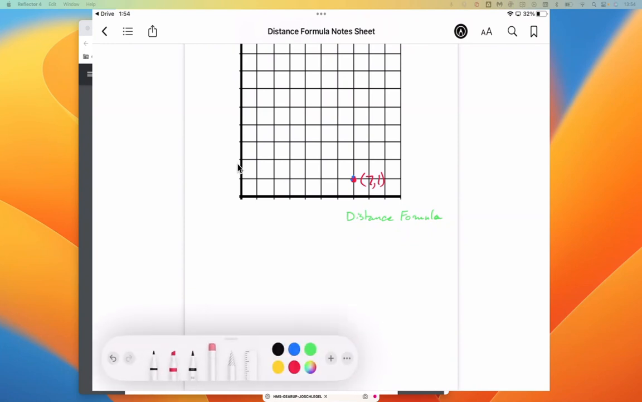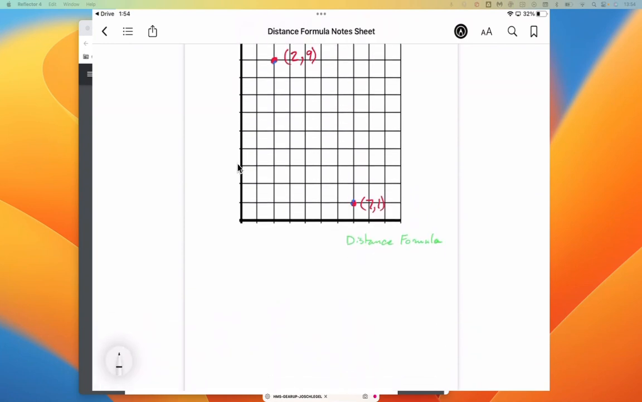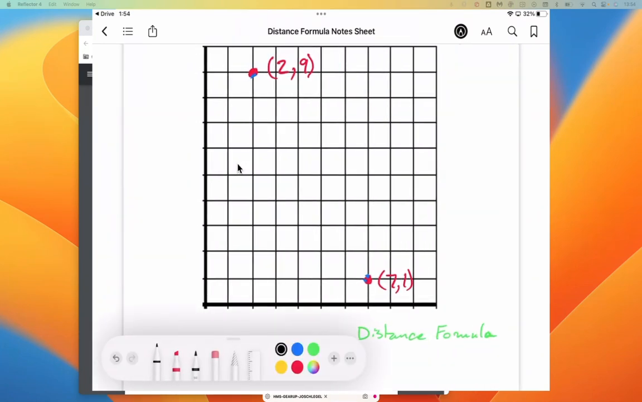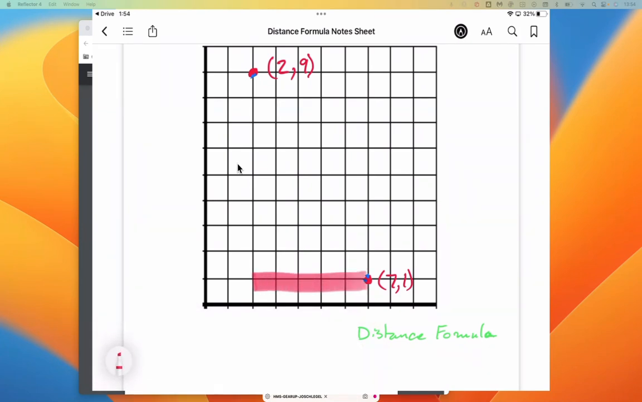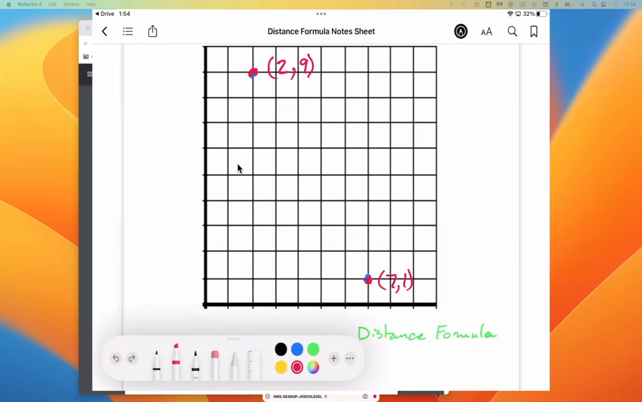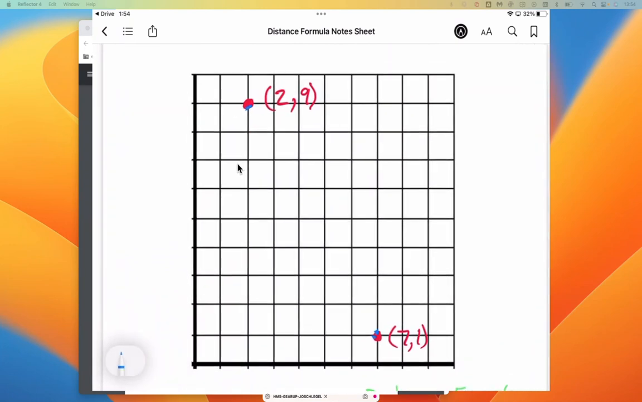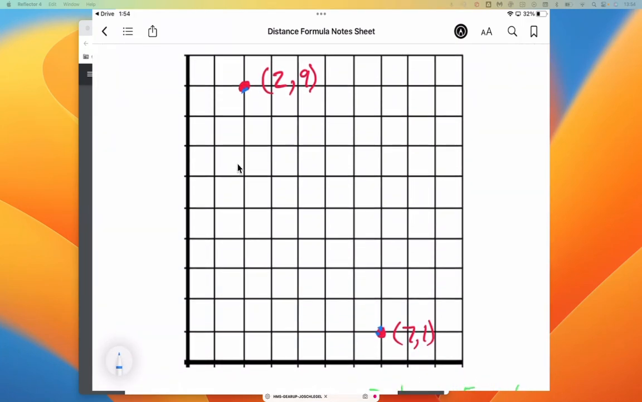And so if we are looking for the horizontal distance between those 2 points, it's helpful if we name these points in unique ways so that we can call them out by name. Because if I just called this x and I call that y and I call this x and I call that y, if I say x, which one am I talking about? The 2 or the 7? Well, I don't know. And if I say y, which one am I talking about? The 9 or the 1?